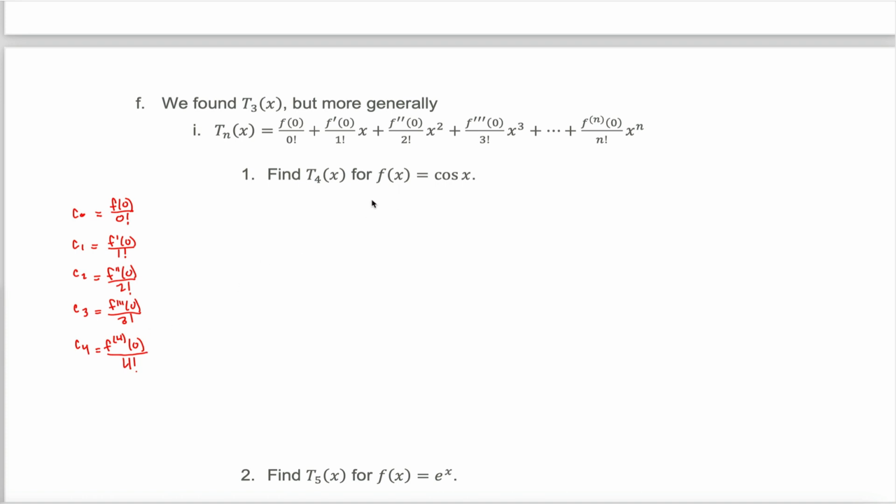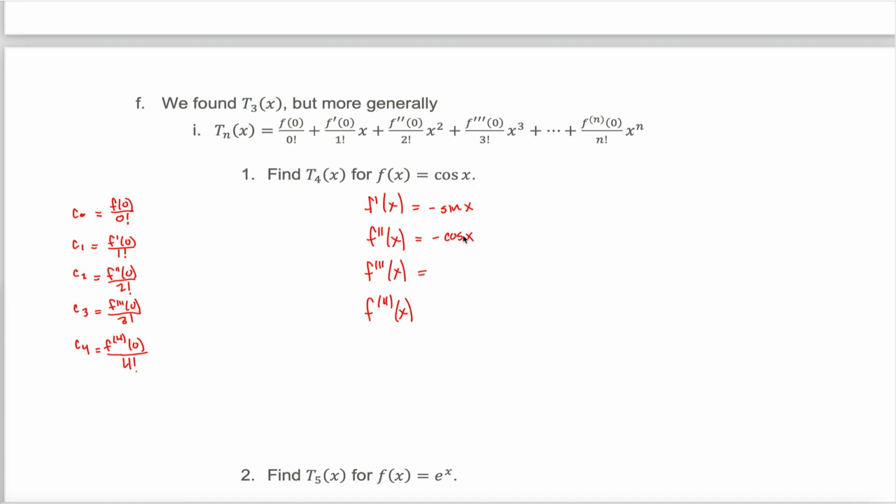Absolutely. What we'll need is the first derivative, the second derivative, the third derivative, and the fourth derivative of this function f of x. Fortunately, this function f of x is just cosine of x, and taking derivatives is really easy. The derivative of cosine is negative sine, so f prime of x is negative sine of x. The second derivative of cosine is the derivative of the derivative, so the derivative of negative sine. The derivative of sine of x is cosine of x, so the derivative of negative sine of x is negative cosine of x.